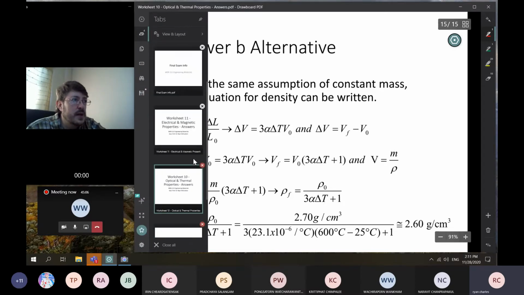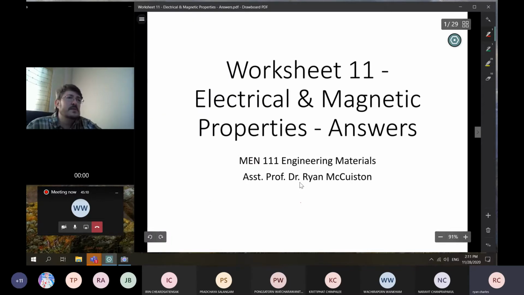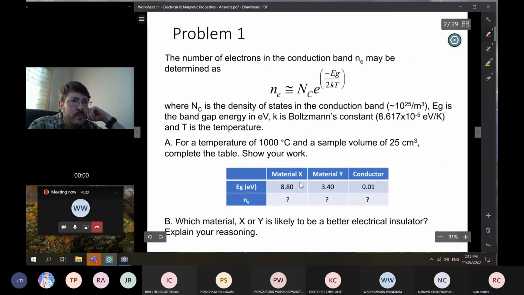All right, last worksheet here. Then I'll talk about what's on the final. So worksheet 11. Anything crazy going on here? All right, so the last one, electrical and magnetic properties. Again, another fun one.